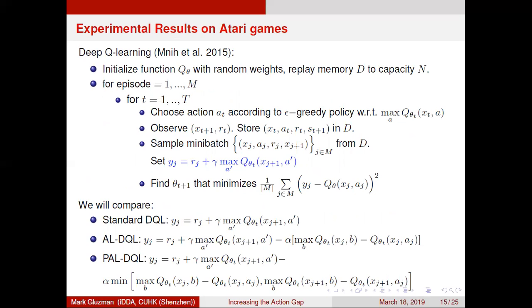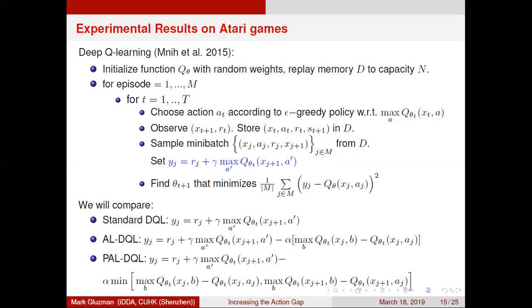Actually, in the paper they tried these two operators, advantage learning and persistent advantage learning, for deep Q learning. So they modified a standard deep Q learning algorithm. Let me remind you what the standard deep Q learning algorithm is. We initialize some Q function that is approximated by a neural network with random weights, and we use a replay buffer with capacity N.